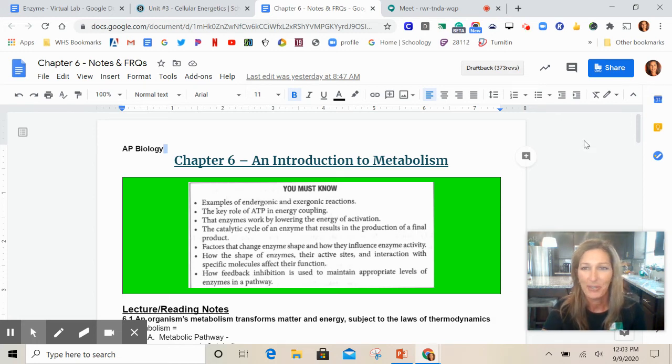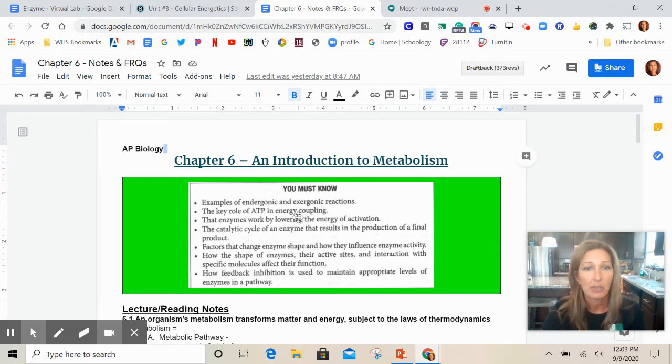AP Bio students, this is Shelton here, just giving you your Screencastify for Chapter 6, your Introduction to Metabolism. We're going to go over all the notes, and I'm going to do it really briefly since I'm going over them on our Zoom meetings. But you have this as a backup plan too, in case you want to slow me down and go back through some of the concepts that you should be pulling from Chapter 6.